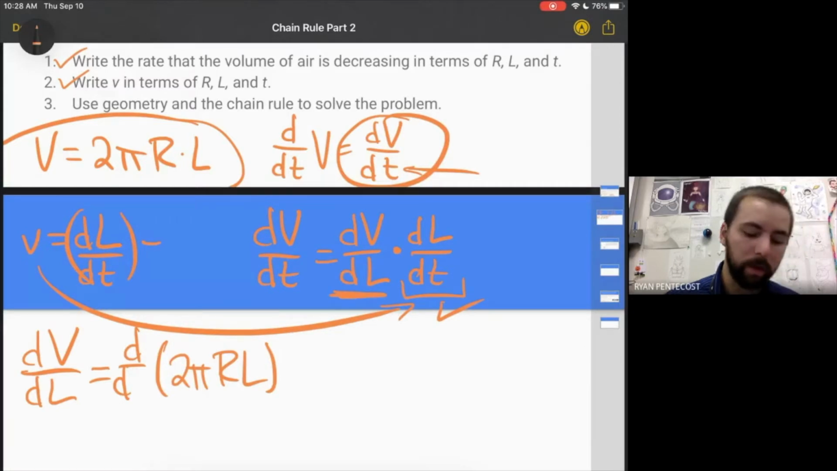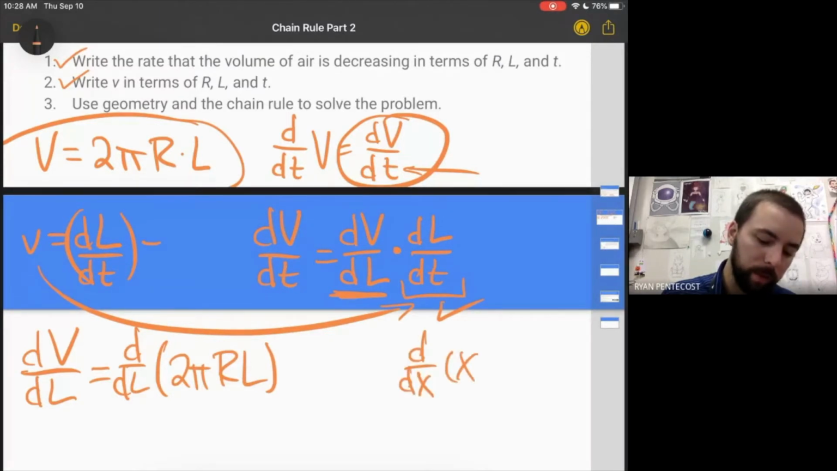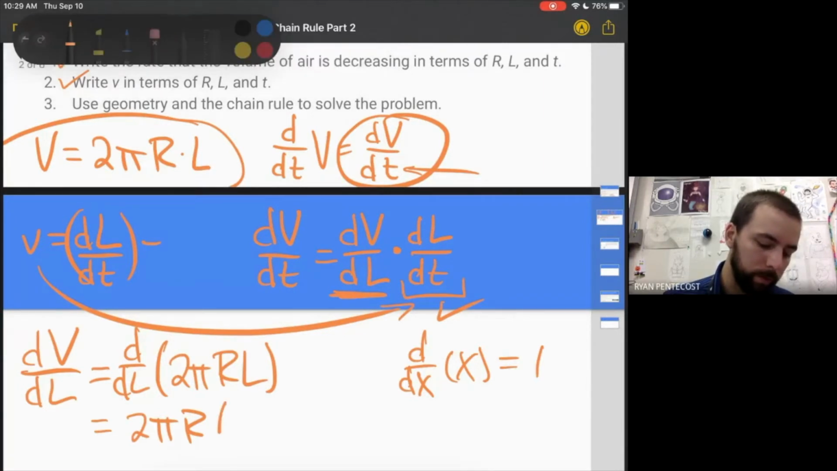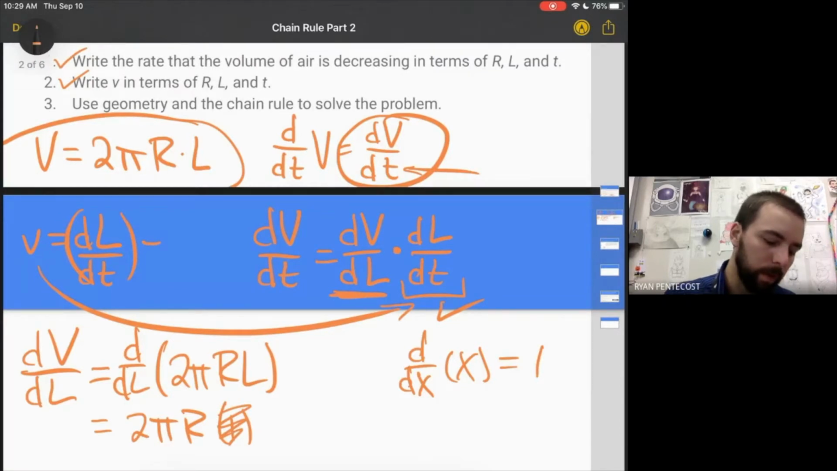And that would be d over dL, and the L is there. So if we were taking the derivative with respect to x of x, that would be 1, right? If x is squared or cubed, then you use the power rule. But if it's just the derivative of a variable, that derivative is 1. So the derivative of volume with respect to length would be 2 pi r. The L would go away because the L becomes a 1.